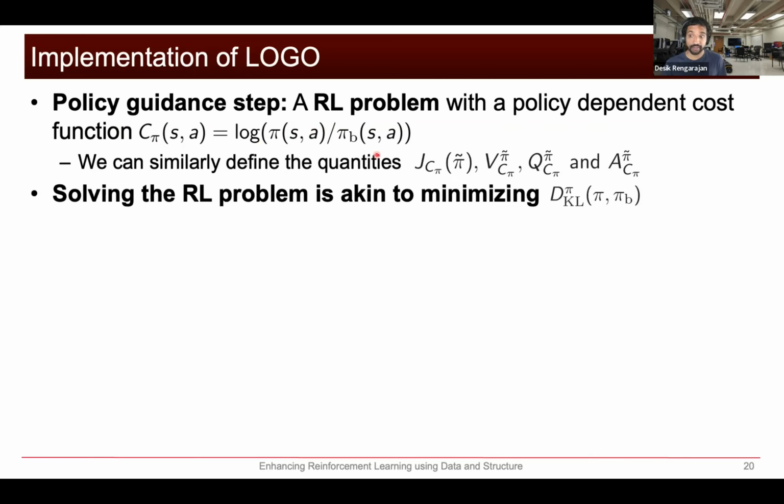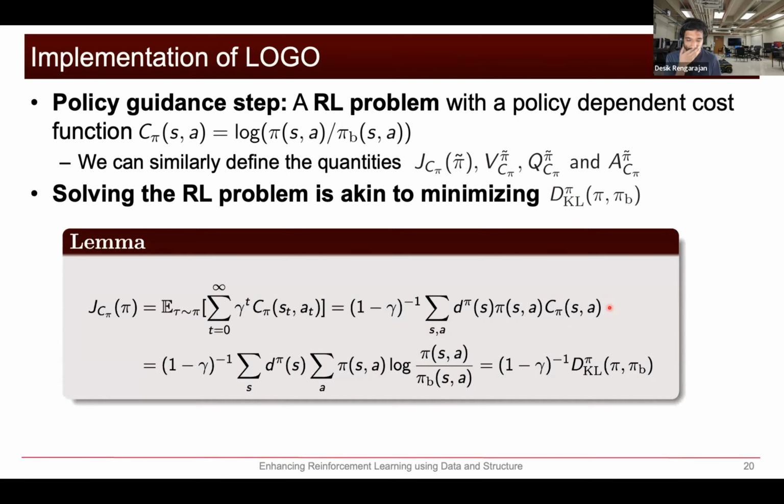We can similarly define J, that's basically the infinite horizon discounted reward, J, the value V, the Q function, as well as the advantage function. And we can show that solving the reinforcement learning problem by essentially minimizing this quantity J is akin to minimizing D_pi-KL. Why is that? This can be seen using this very simple lemma, and I can go over this proof.